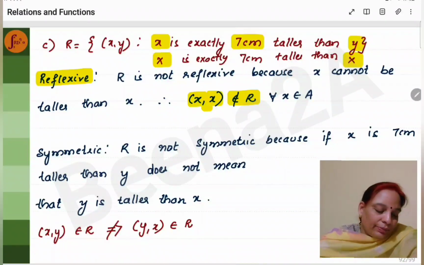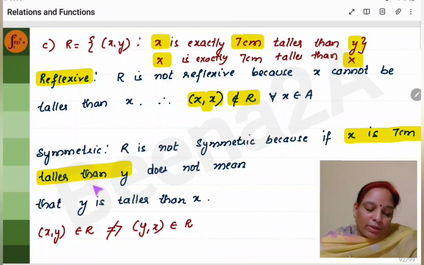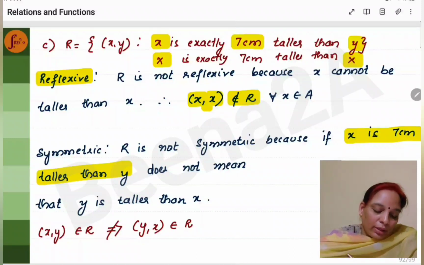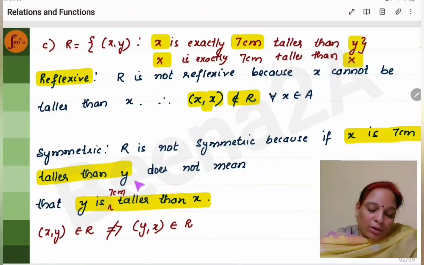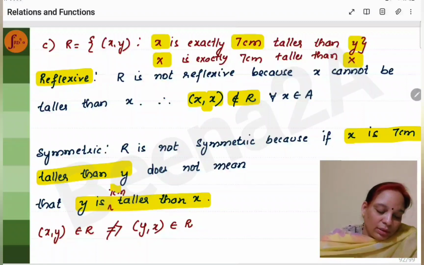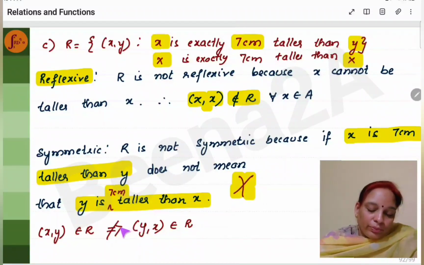For symmetric, if x is 7 cm taller than y, then for symmetric I should reverse it. Right? It should become y is taller than x. If x is 7 cm taller than y, is y 7 cm taller than x? That's not possible. Right? If x is 7 cm taller than y, can y be taller? No, y will be shorter. Right? It will not be taller. Therefore, this is not symmetric.